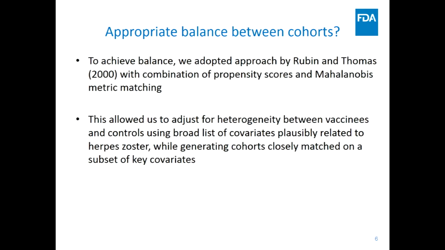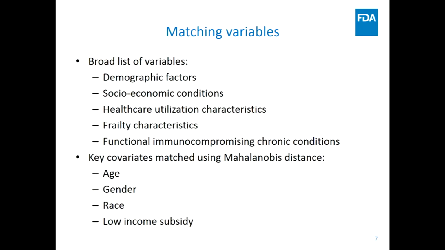And then to be able to adjust for the heterogeneity between vaccinees and non-vaccinees in regard to key covariates. So this is a very small summary of the variables. More than 80 variables were used.